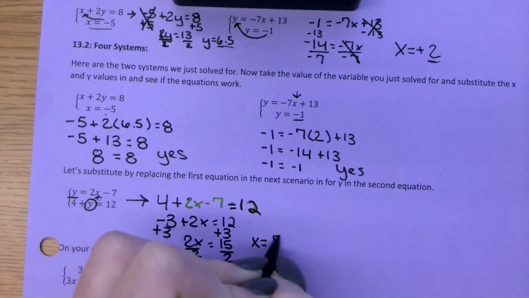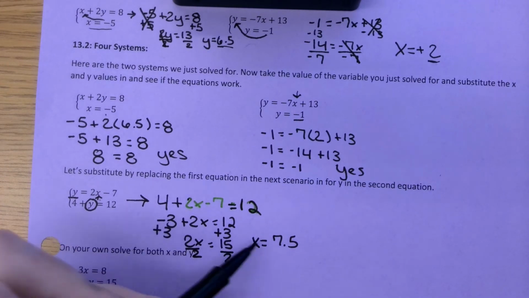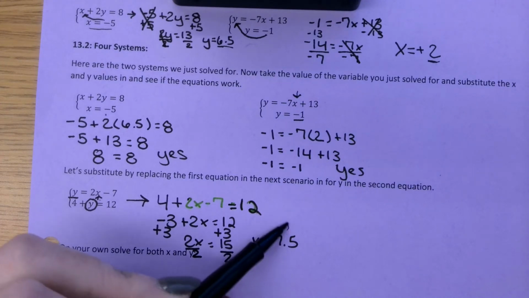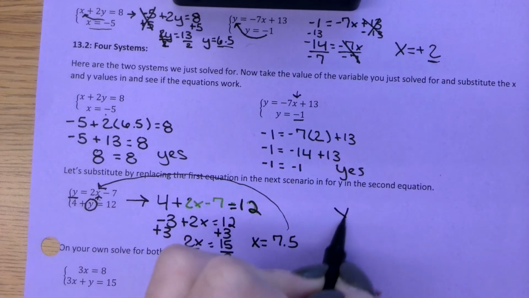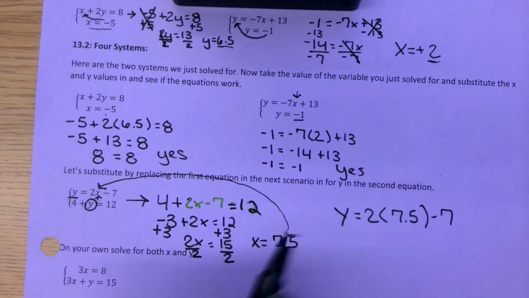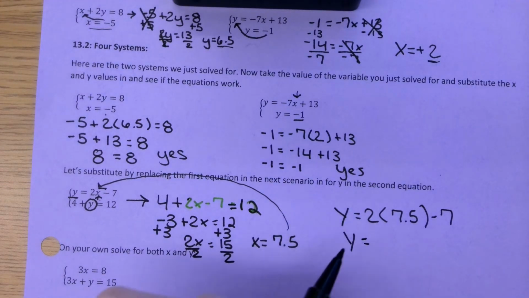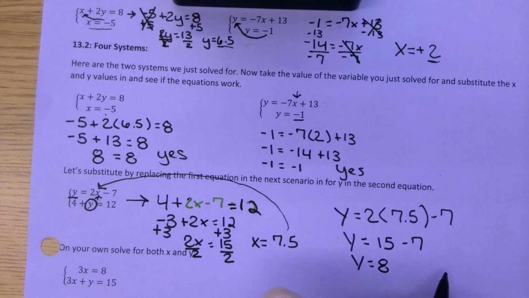X equals 7.5. But I'm not done because I don't know what y is. So I'm going to take what x equals, 7.5, and plug it in for x right here. So y equals 2 times 7.5 minus 7. Okay? Y equals 2 times 7.5, that gives us 15 minus 7. Well, what's 15 minus 7? Y equals 8. So my solution to this would be 7.5 comma 8.